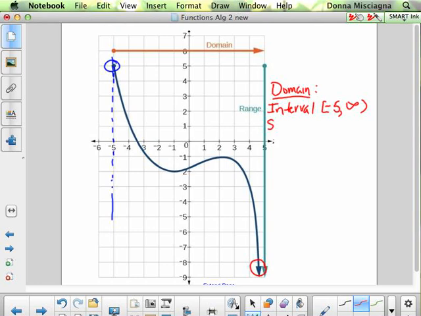In set notation, we would write that as a brace. Sorry, it's not the greatest looking brace in the world. X such that x is greater than or equal to -5, and then close the set. All right, now let's look at the range.